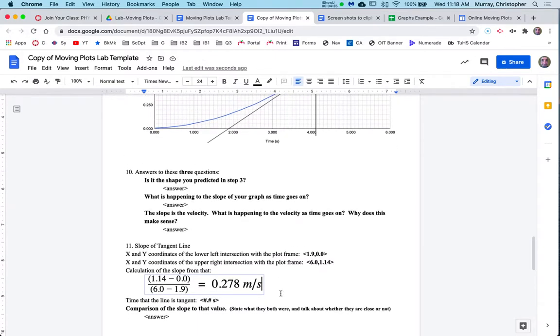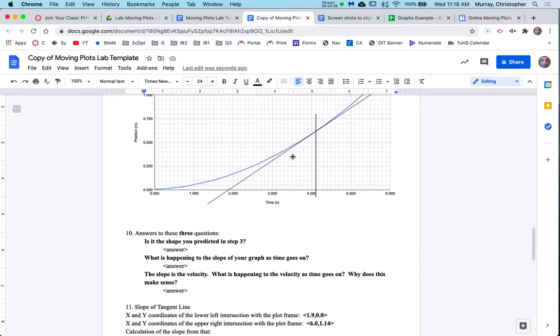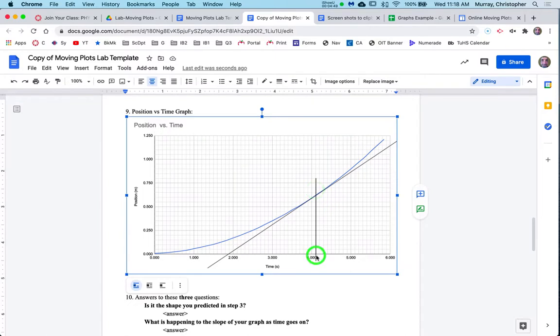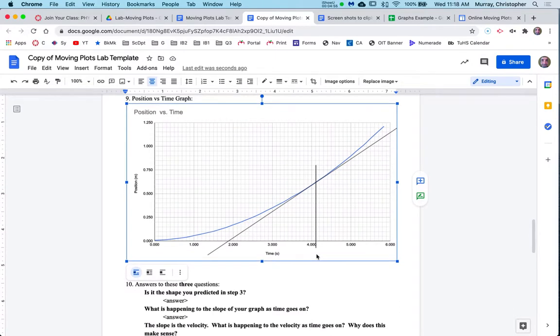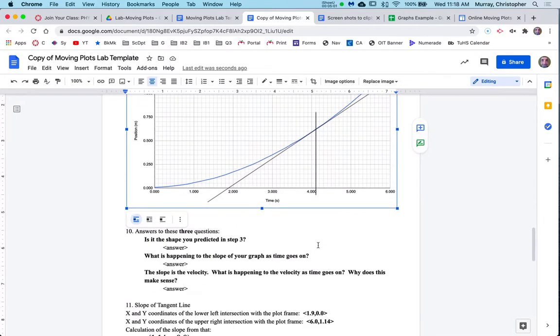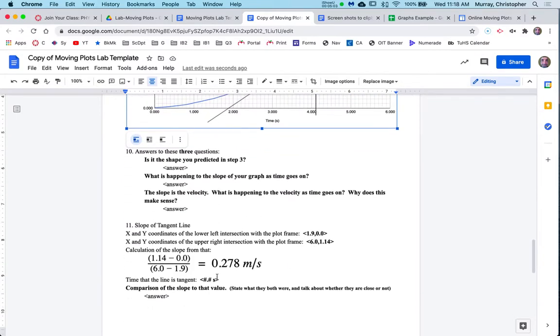Now we've got to figure out what time it is tangent at. That's where this little vertical line helps us, because I put that right in the middle there. If you go all the way down here to the axis, the point where it intersects the x-axis is 4.1 seconds. It's a little bit beyond that, like 4.105. I don't even know. I'm just going to say 4.1 seconds.